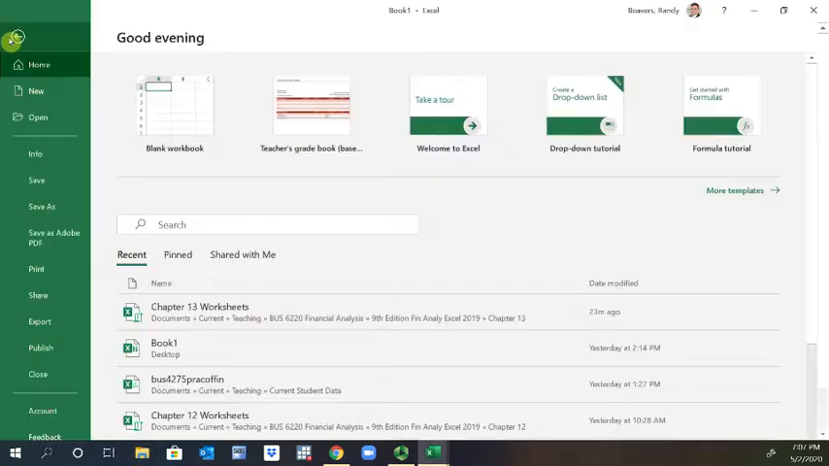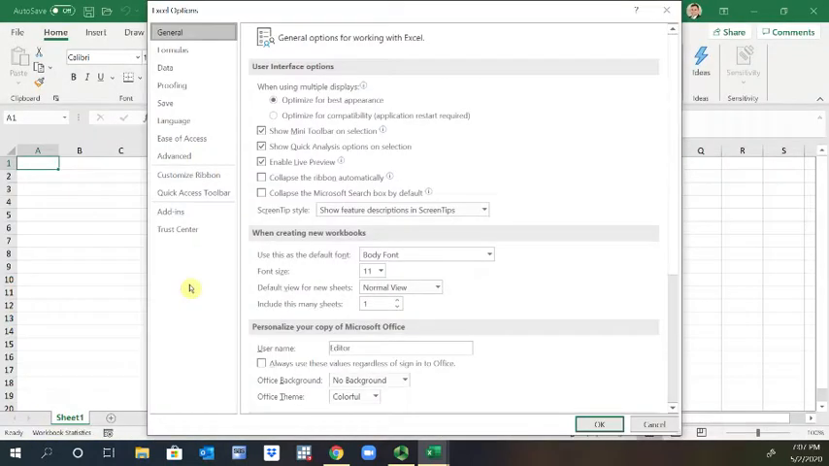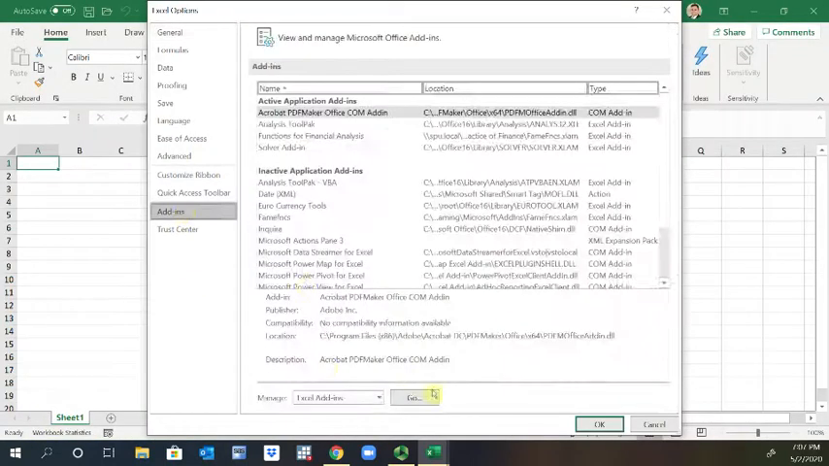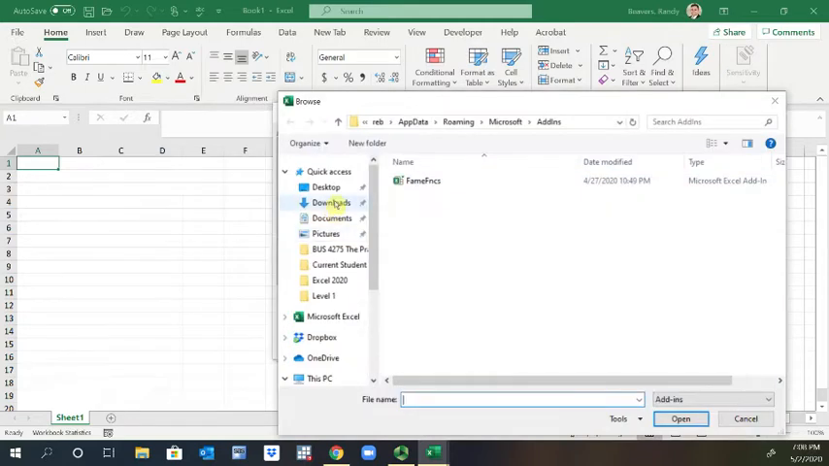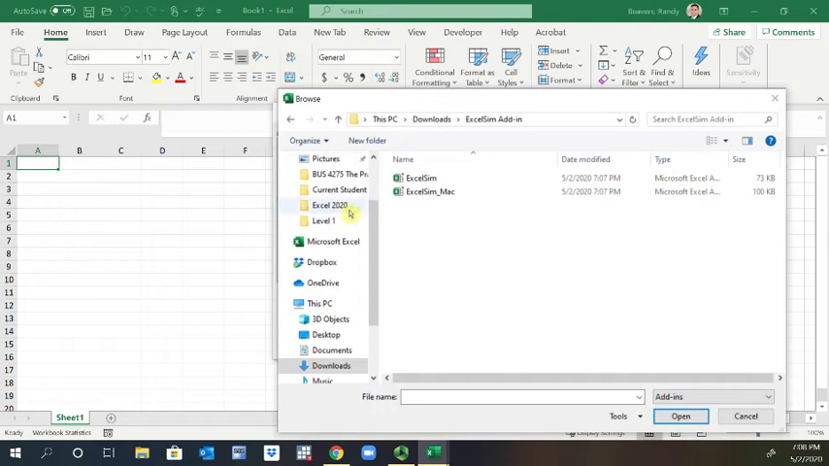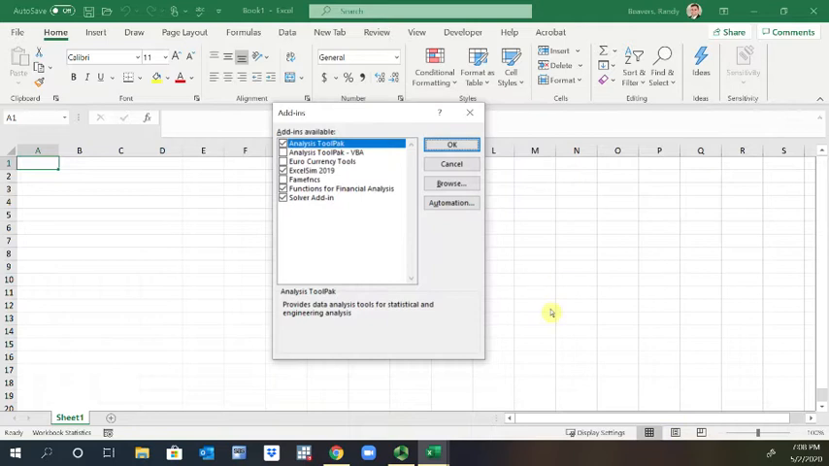Within that too, there's another add-in we want to include. So we'll go back to options, add-ins, and go. And then browse. And for me, I put this in the downloads. There's also within that same folder the Excel Sim add-in. For a Mac, you'll do the Mac one. For the Windows, you'll do the Excel Sim and click OK. And then I will click OK.